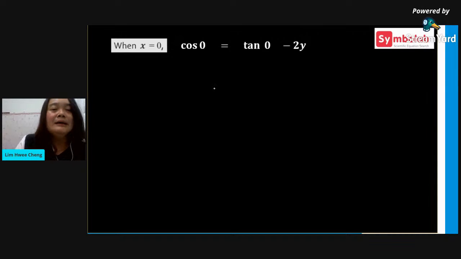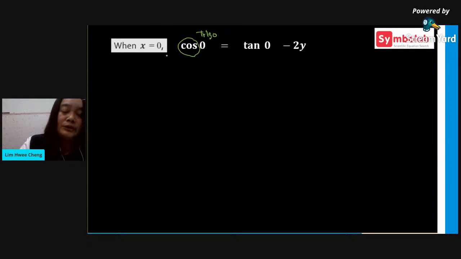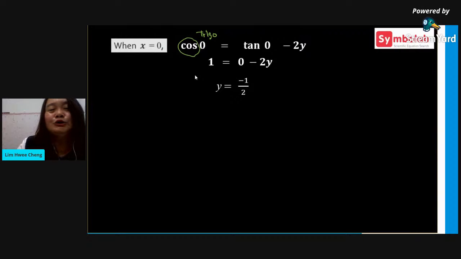Okay, class, listen here. Since they involve the trigo function, please make sure before you do any calculations that you change the calculator into the radian mode. You just substitute the value of x equals 0. So you get cos 0 equal to this. So you have y equal to tangent 0 is 0, cos 0 is 1. If you can remember, you don't need to use a calculator as well. So you get the value of y equal to negative 1 over 2.